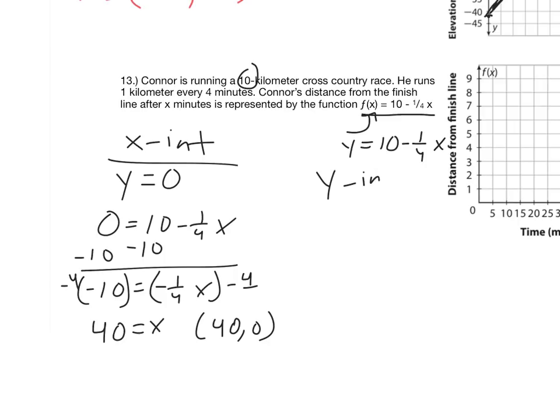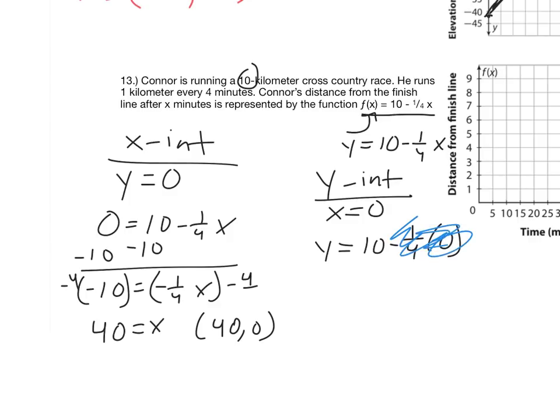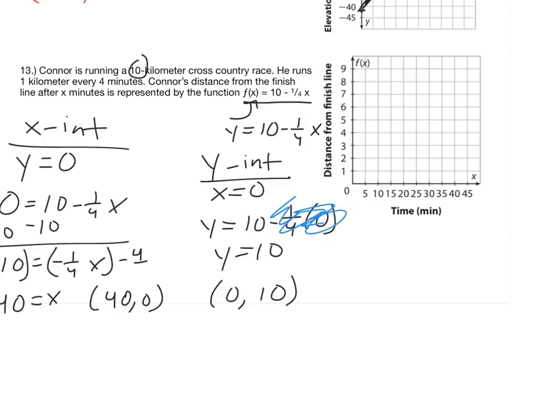Now, y-intercept. For y-intercept, x has to equal 0. So anywhere you see an x, you'll be plugging in 0. So that's y equals 10 minus 1/4 times 0. Well, 1/4 times 0 is 0. That's just going to vanish. You're left with y equals 10. So what's your y-intercept? 0, 10. Your y-intercept would be right here. All right, and then your x-intercept is 40, 0, which is right here.